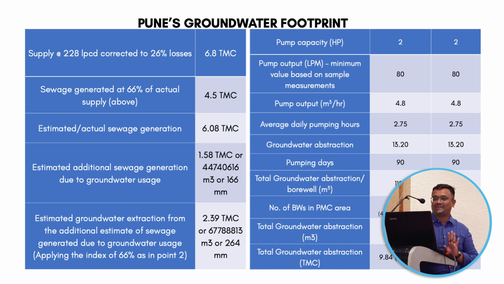According to some study, we do not consume all the water; we release back almost 66% of it to the sewage. So if we are consuming 6.8 TMC of water, then our sewage generation should be 4.5 TMC. But when we actually look at sewage generation, it was 6.08 TMC during 2011.